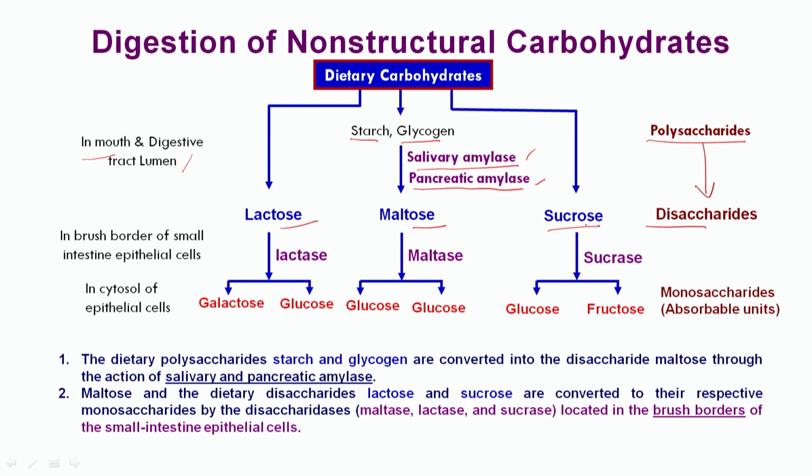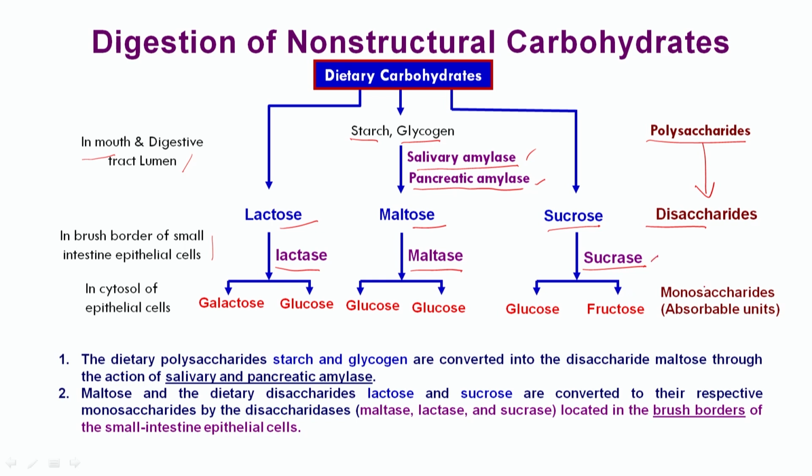So these are disaccharides. Now these disaccharides will move towards the brush border of the small intestine epithelial cells. There, in the brush border, will be the enzymes lactase, maltase and sucrase. These three enzymes will digest lactose into galactose and glucose by lactase, maltose will be broken down into two molecules of glucose by maltase, and sucrose will be converted into glucose and fructose by the enzyme sucrase.